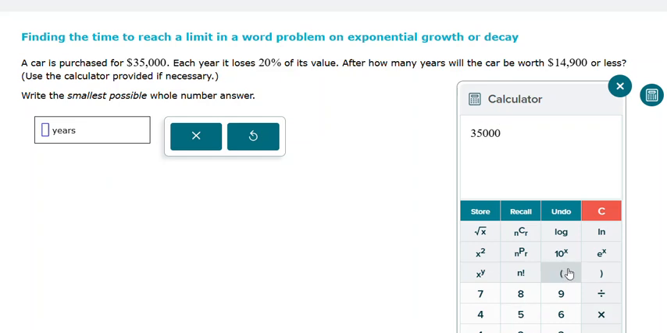35,000 times 0.8. Let's try 7 years. Okay, still too many years, so keep going. Oops. And my goal here again is to get the first year that we are at 14,900 or less. Okay, 4 years looks promising, so let me try and make sure that 3 years is going to be above.